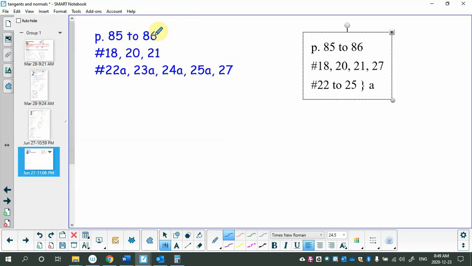So page 85 to 86, number 18, number 20, number 21, number 27, and then the A parts of 22, 23, 24, 25. So I wrote it like this in case you like to bulk it up, or like this if you like it in numerical order. So that is today's lesson.